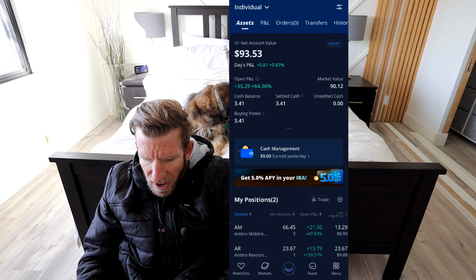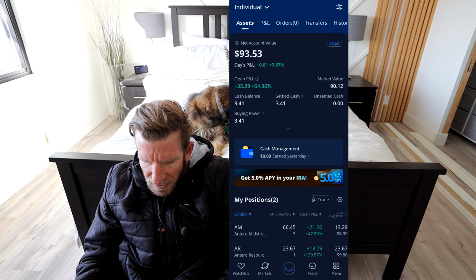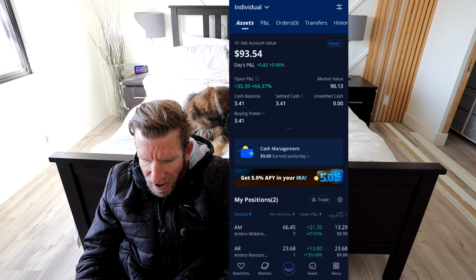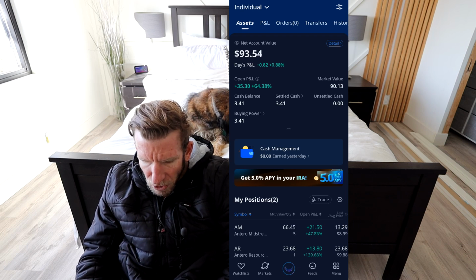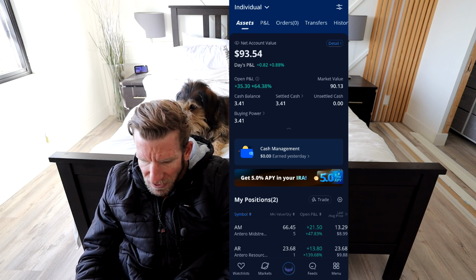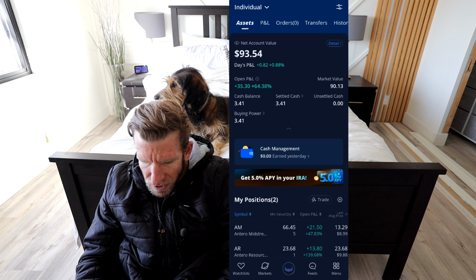At the bottom, we have my positions right here. You can see open profit and loss right there. You can see AR, a free one they gave me, 1 share of that, and they gave me 5 shares of AM. But look at the 1 share of AR. That has gone up 139%. Not too shabby for just holding strong.